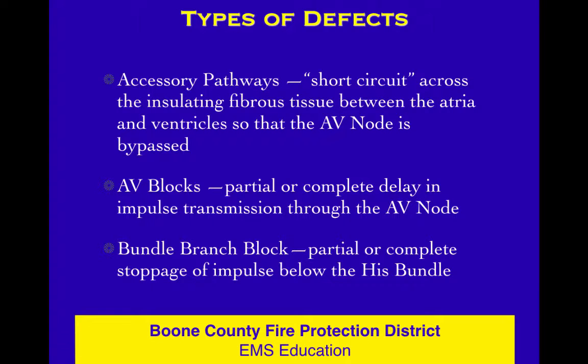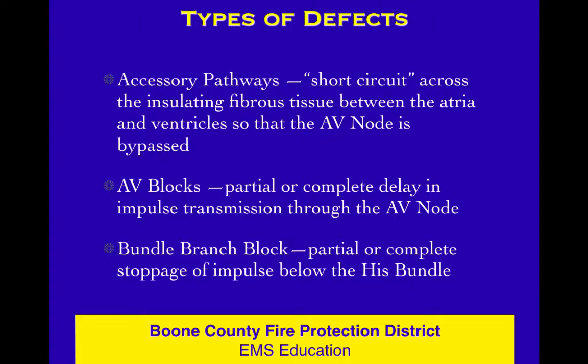An accessory pathway, which is basically a short circuit fibrous connecting tissue that's grown across the insulating fibrous tissue between the atria and the ventricles. And so really the AV node gets bypassed. And we'll talk about that in a specific lesson.